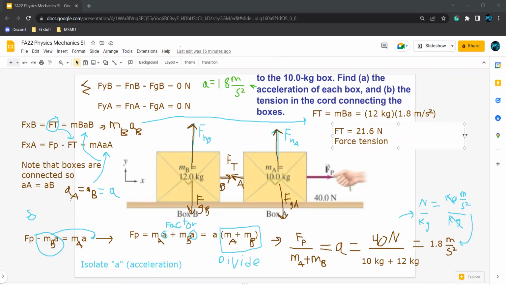That's the tension. And again, because a newton is equal to kilograms times meters per second squared.